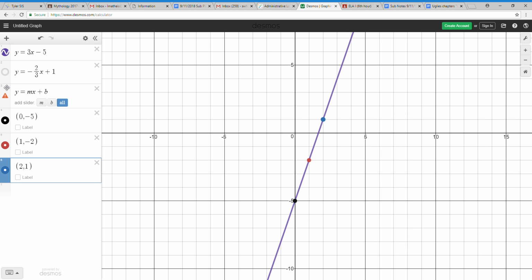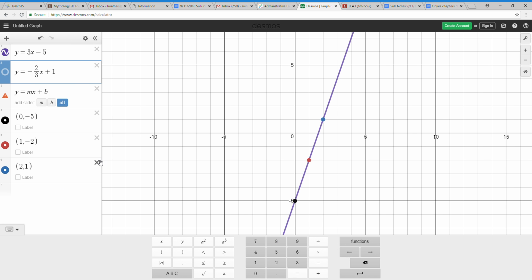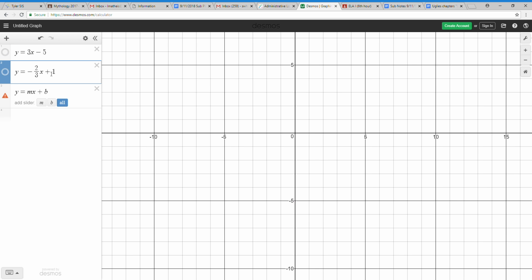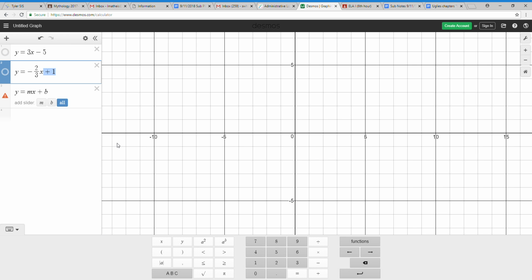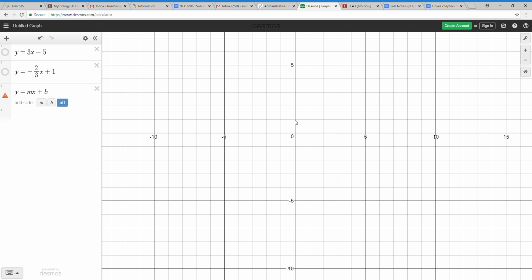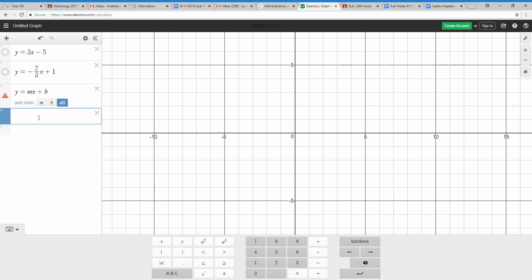The second one is a little bit more difficult because we have a fraction, but it's really not too bad as well. I'm going to plot a point where its y-intercept is. This one's y-intercept is at positive 1. So I'm going to look right here at positive 1 on my graph, and I'm going to plot a point there. 0, 1. There's my point for the y-intercept.